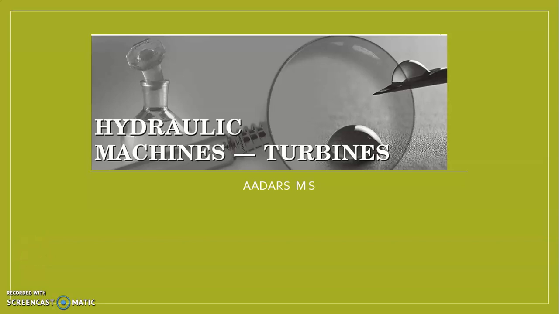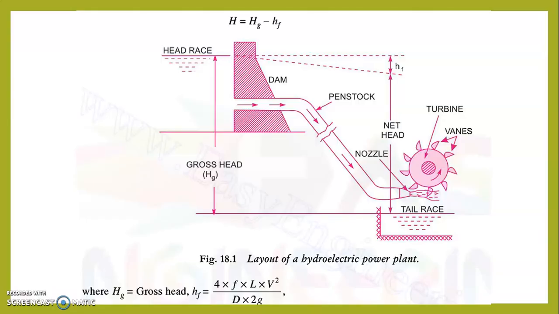Today we will be discussing hydraulic turbines, and we will start the topic with the Pelton wheel. Here is a general layout of a hydroelectric power plant. The water is available in a reservoir or dam, which is brought to the turbine with the help of a penstock pipe. And we will have different types of head while studying the terms in the Pelton wheel.